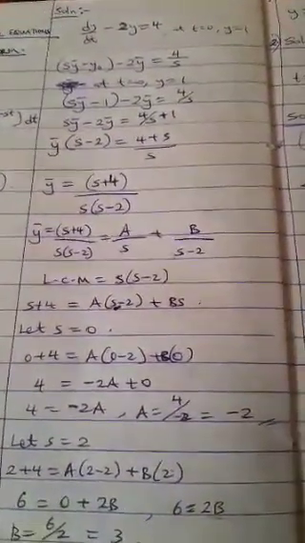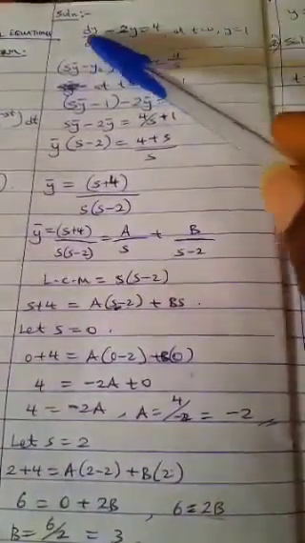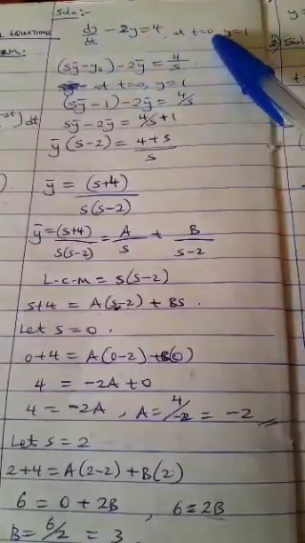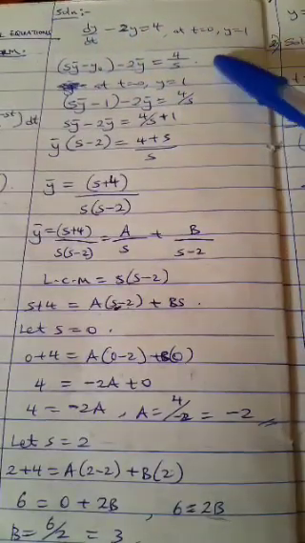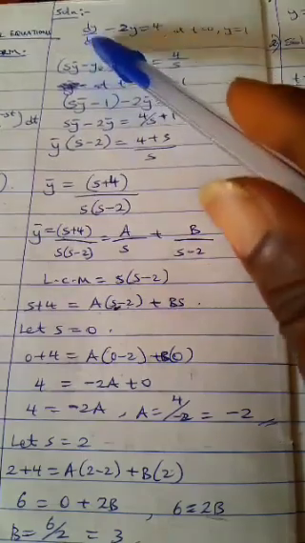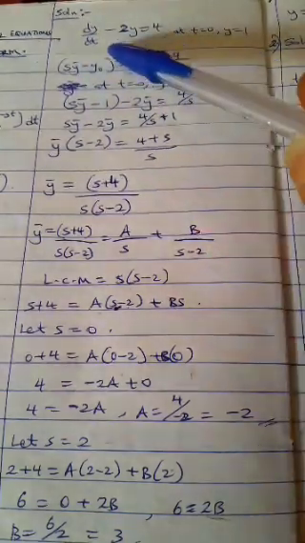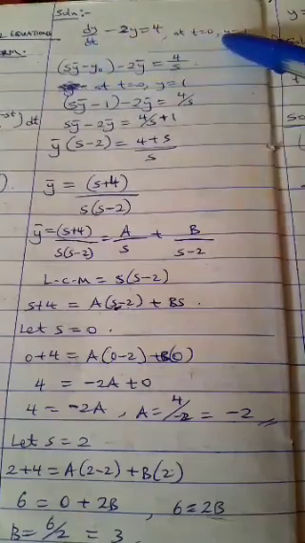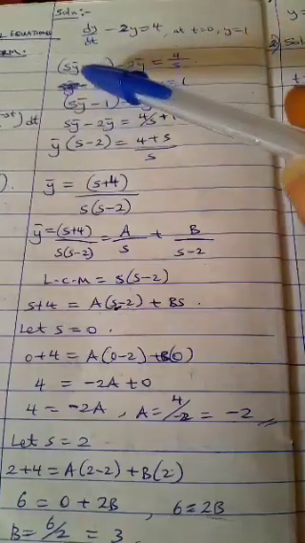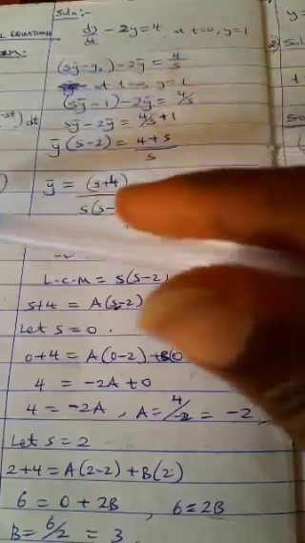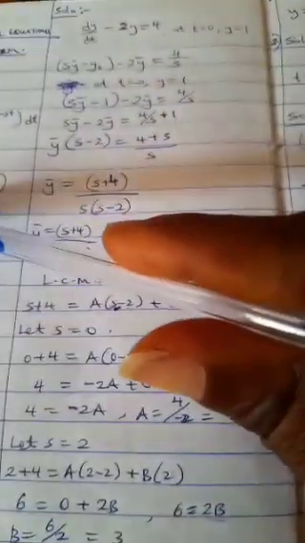Now the solution is this: dy/dt minus 2y equals 4, at t equals 0, y equals 1. The first thing you need to do is to transform this differential equation to the Laplace transform.